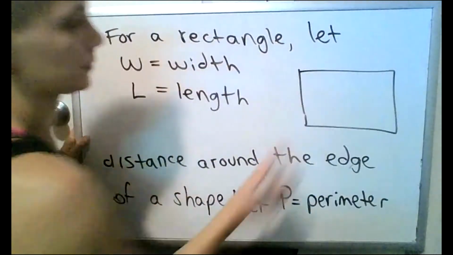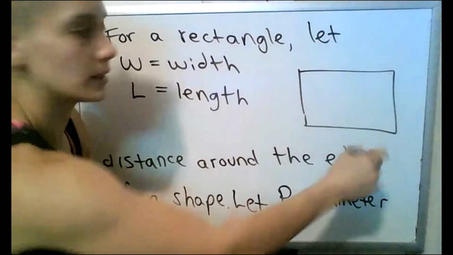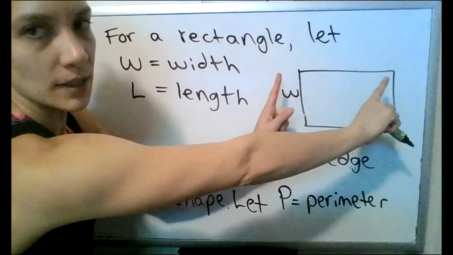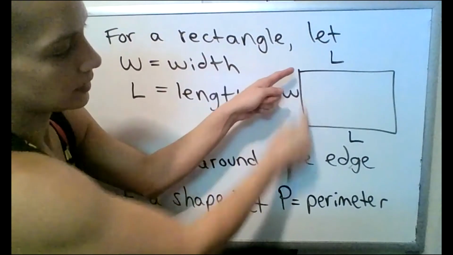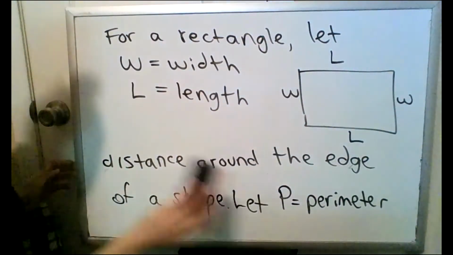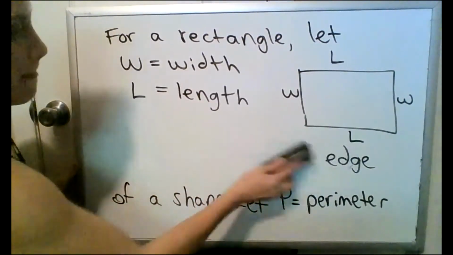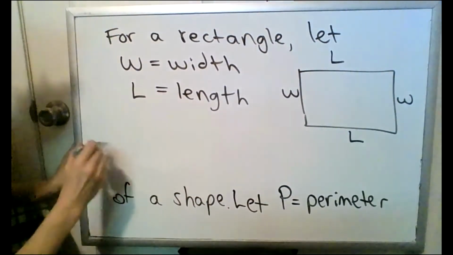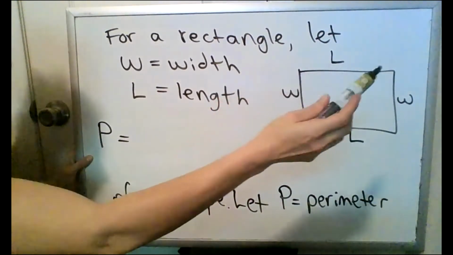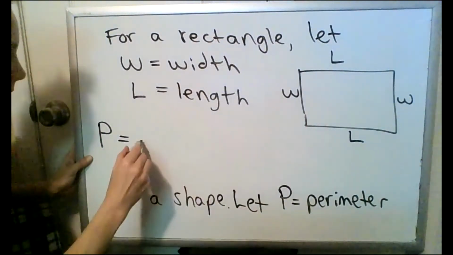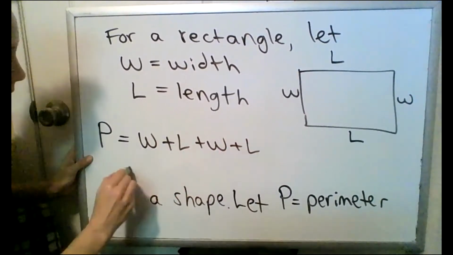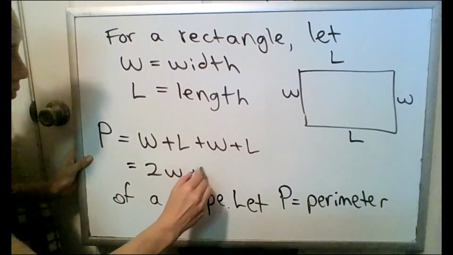Shape. Let's have this be the length. And this is the width. This is the same distance, L. And this width is the same here. Perimeter is the width plus the length plus the width plus the length. So 2W add 2L.